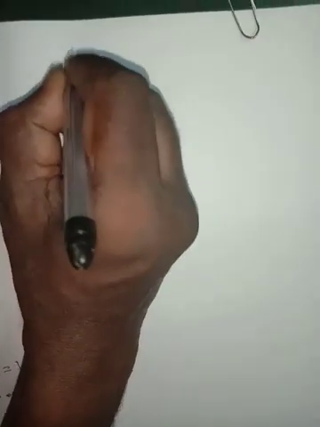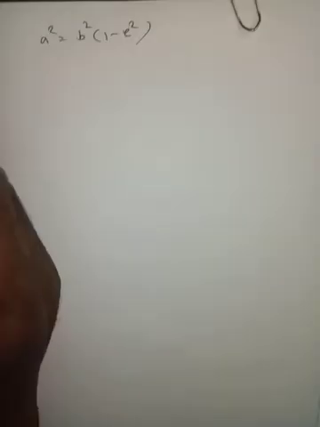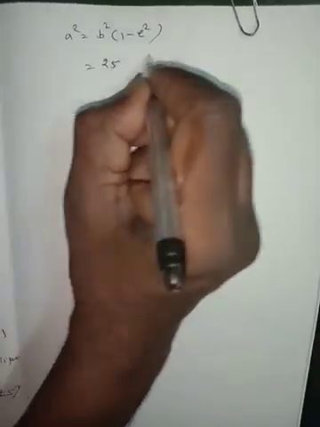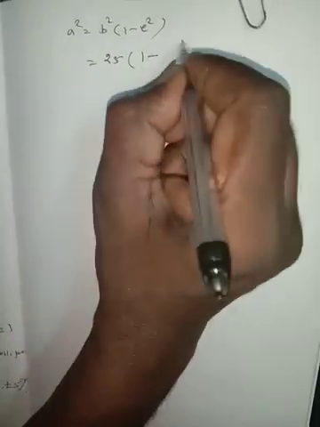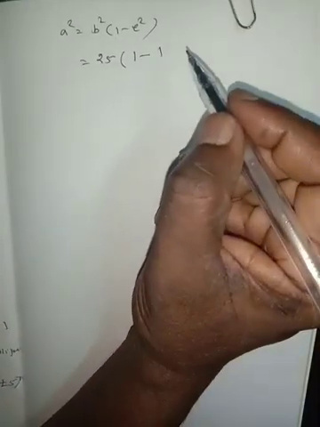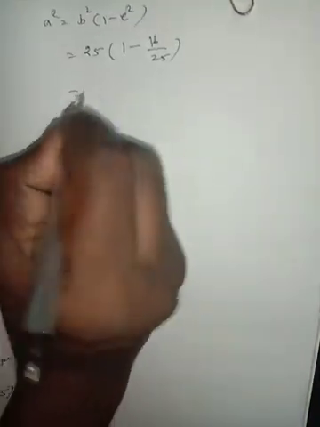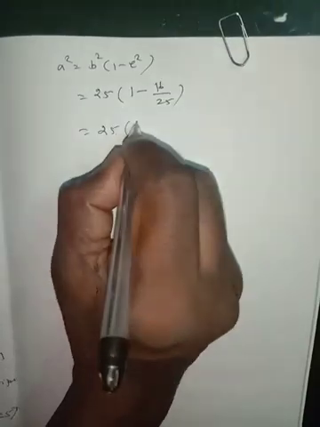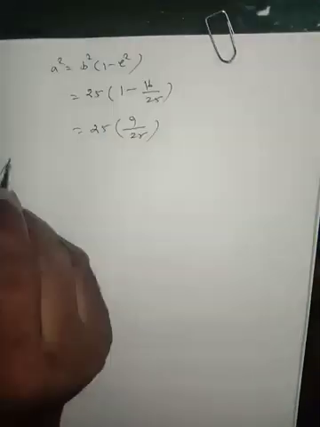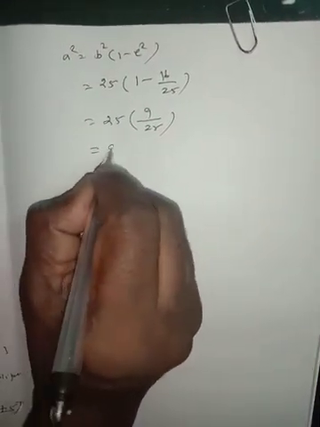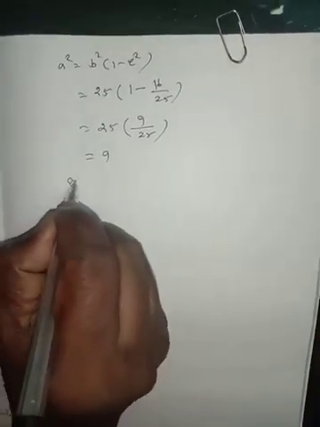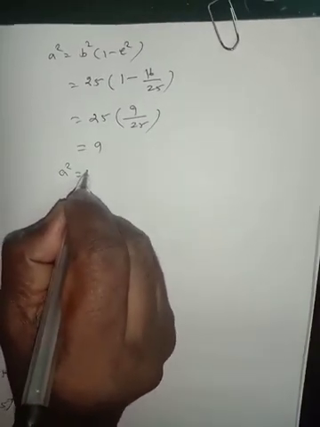In this case, a square is equal to b square into 1 minus e square. 25 into 1 minus (4 divided by 5) whole square, which is 16 divided by 25, is equal to 25 into 9 by 25. Answer is 9. A square is 9. A is equal to 3.